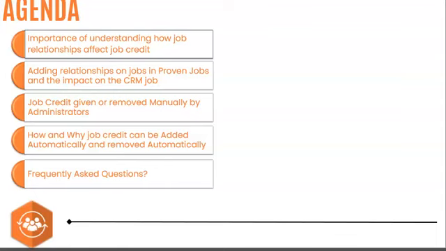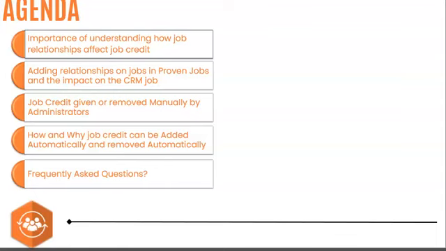Also, during this session, we will review how CRM administrators can manually add or remove job credit on the job in Proven CRM, and we will also look at how job credit is given automatically to the job in CRM based on those relationships being added in Proven Jobs. And finally, understanding job credit logic will be a key part of this session, so users will understand what is impacting their job credit being given and or removed.